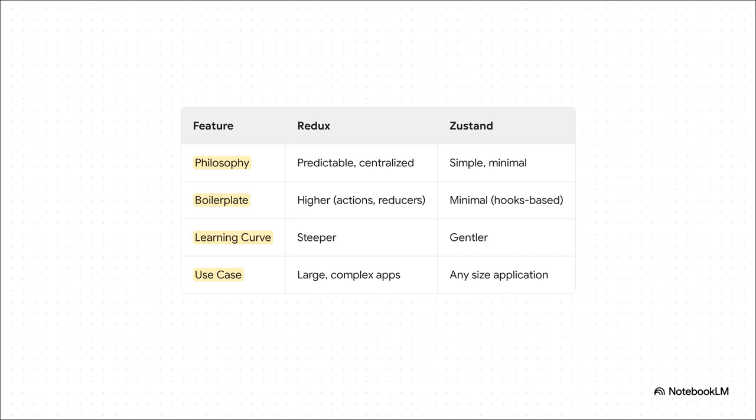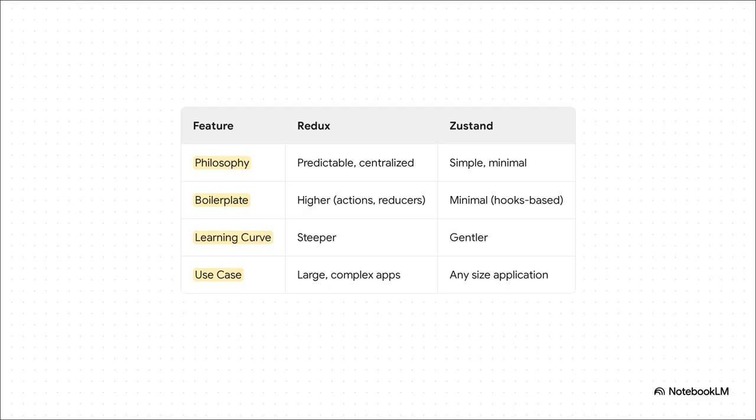So, how do you pick between the two? Well, it kind of breaks down like this. Redux gives you a very structured, predictable approach that's fantastic for massive applications with big teams. Zustand, on the other hand, is way simpler. It's got less boilerplate, a gentler learning curve, and honestly, it's a great choice for pretty much any project, small or large.